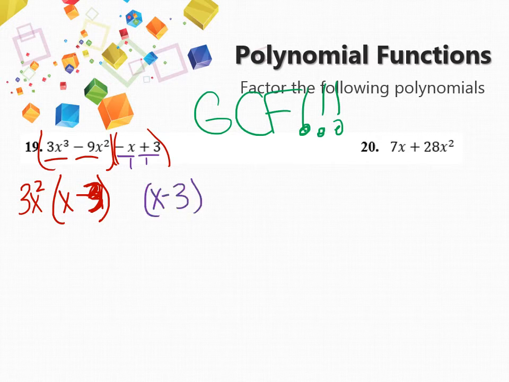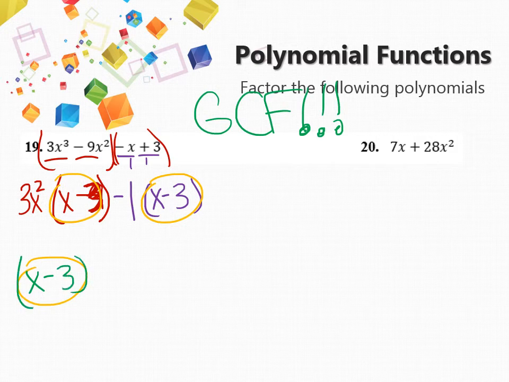This is my goal, you guys. I want the same thing. So I need to divide out a negative 1 to obtain that parenthesis. Now that I have the same thing twice, I'm going to factor that same thing out twice. If I factor it out, my leftovers are a 3x squared minus 1.